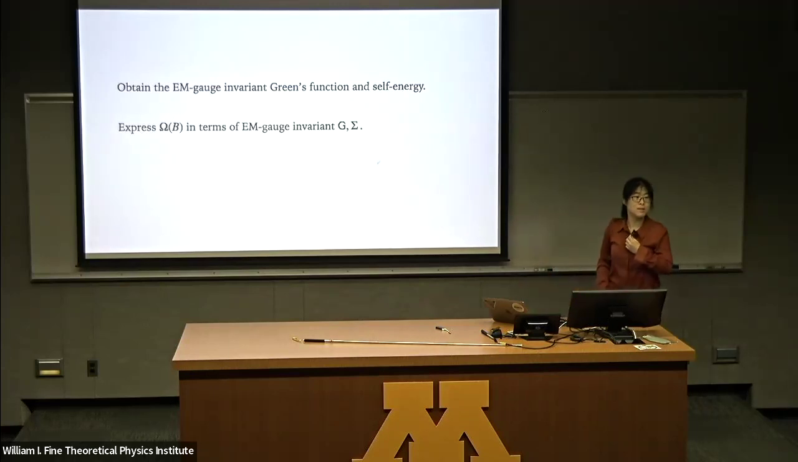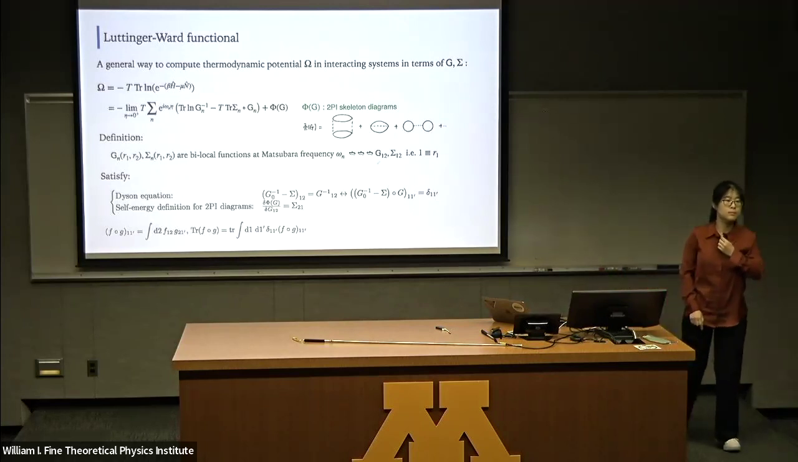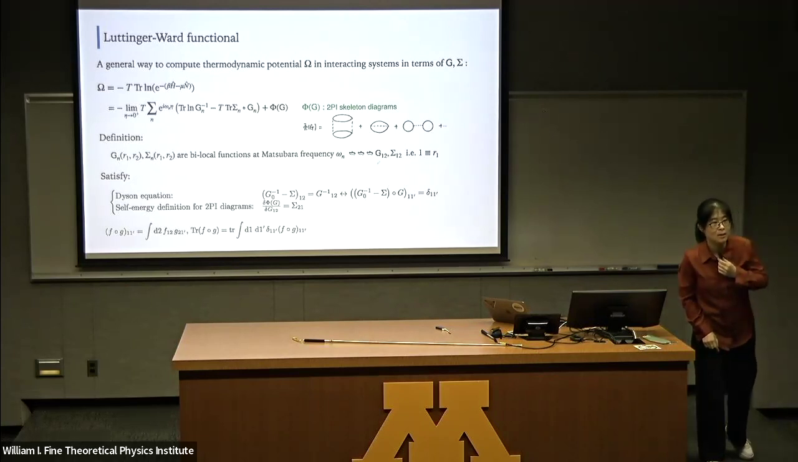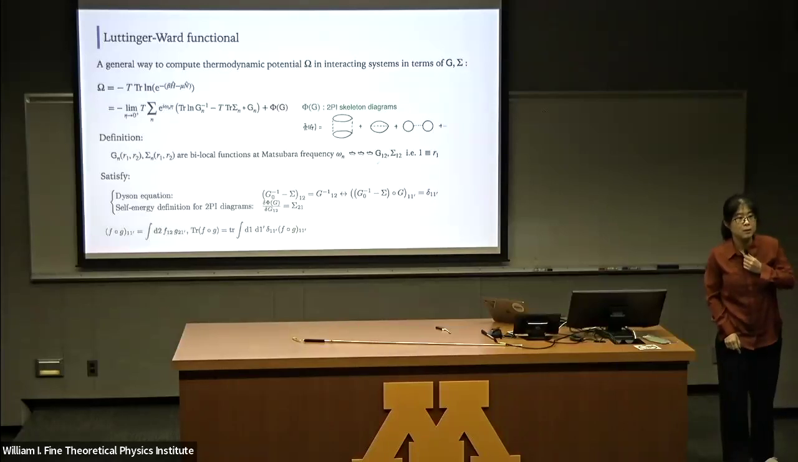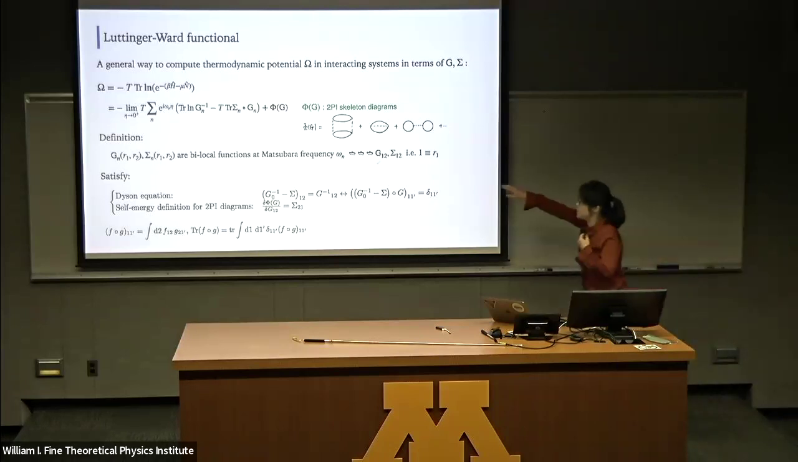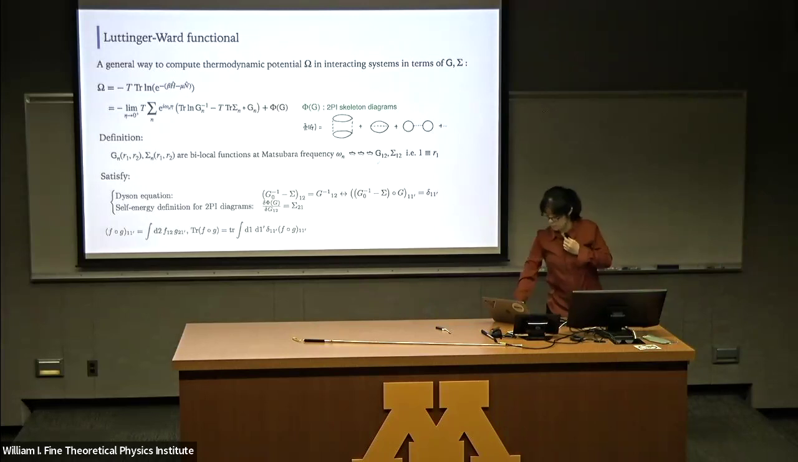Question: just to make sure I understand, if in your Luttinger-Ward functional you only consider two-particle reducible skeleton diagrams, then your Green's functions are the full ones instead of the bare ones, right? Is that correct? Yes, everything should be the full Green's function, and the self energy could also be determined from the full Green's function.